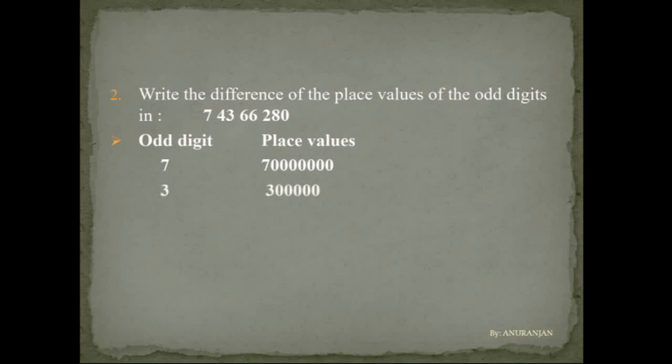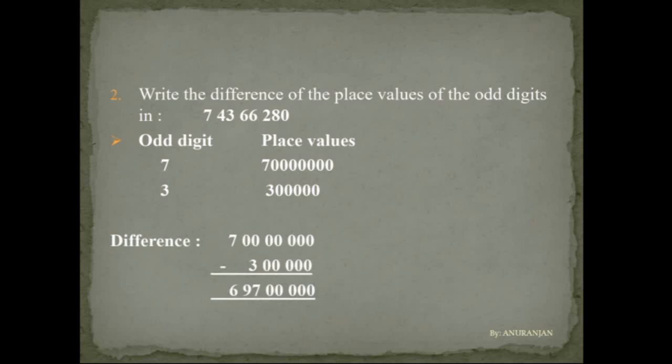So once we have identified the odd digits and we have got the place values for those digits, now we can find the answer to the question asked. Write the difference of the place values. Now we can find the difference between the place values. So 7 crore minus 3 lakh, what are we going to get? 6 crore 97 lakh.